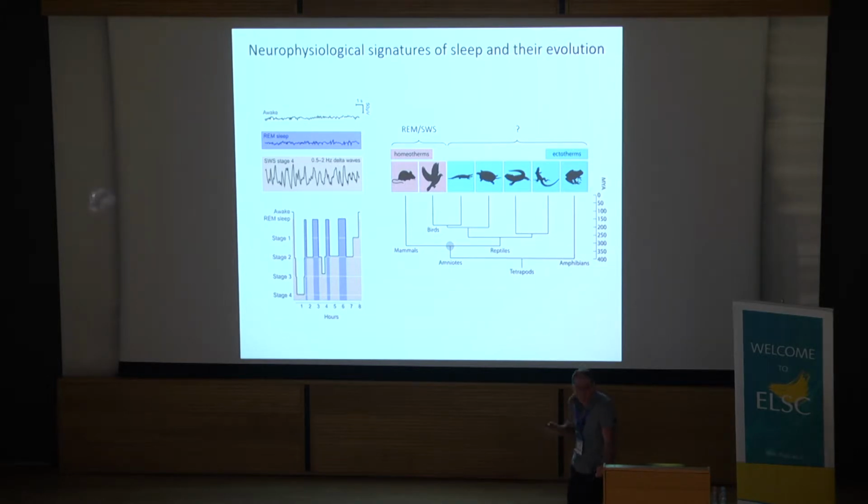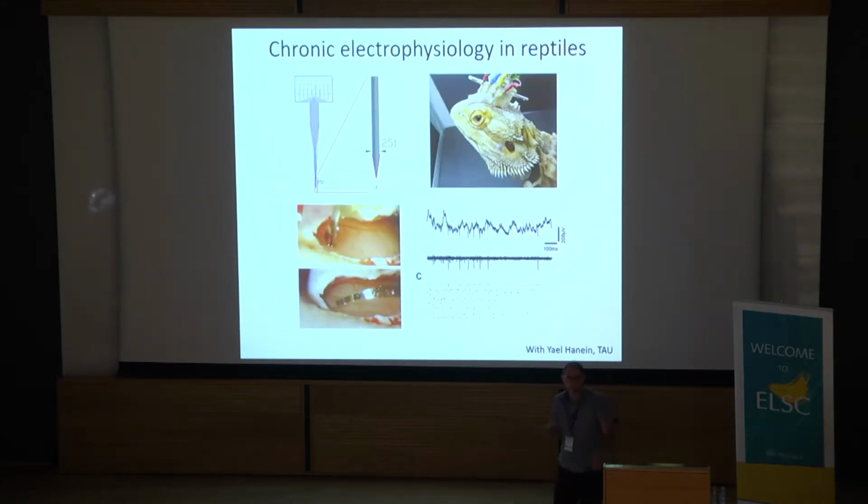So we wanted to revisit this question using modern techniques. We implanted linear probes in the brain of these lizards. This is not so trivial because in reptiles, the brain moves more than in mammals. So part of our goal is to develop probes that move with the brain. These are probes we developed which are 4 microns thick and move with the brain. But this is not enough. We're currently working with Yael Hanein from Tel Aviv University to develop even better probes. But we can use them to record LFP and spiking activity and start asking these questions.